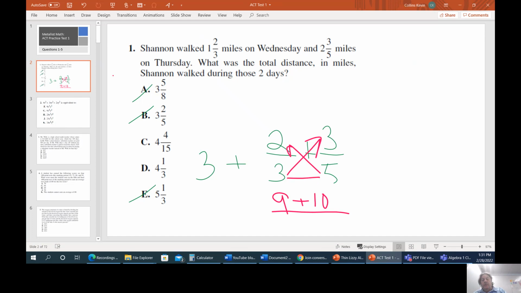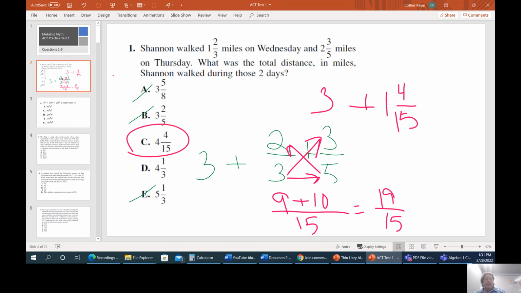And then on the bottom, just multiply these two together, and that's 15. Add the top, so 9 and 10 is 19 over 15. So as predicted, since the top is bigger than the bottom, we've got something bigger than 1. So this would actually be 1 and 4/15.